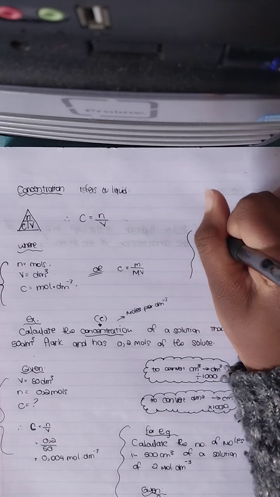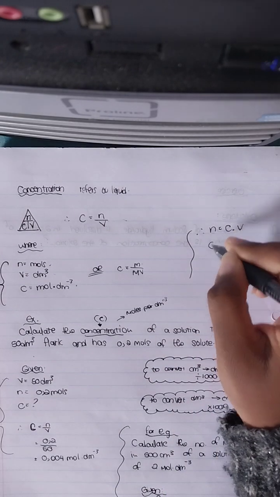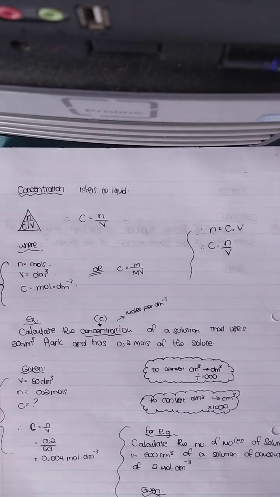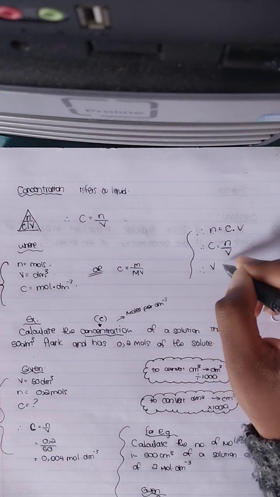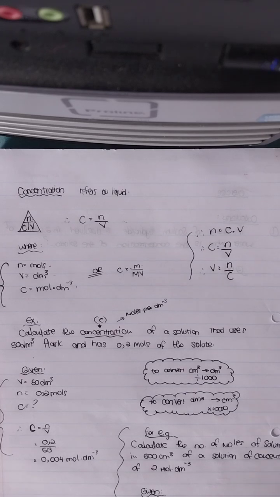To calculate N, we say C multiplied by V. To calculate C, which is already here, but just in case, C is equal to N over V. And V is equal to N over C. If you want to calculate N, it's your concentration multiplied by your volume. If you want to calculate your concentration, C is equal to N over V. If you want to calculate your volume, V is equal to N over C.